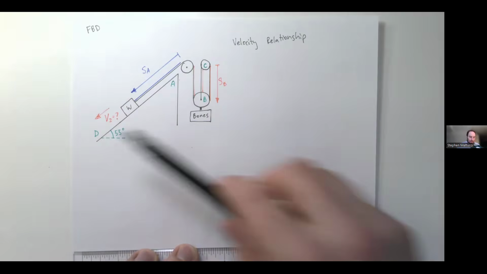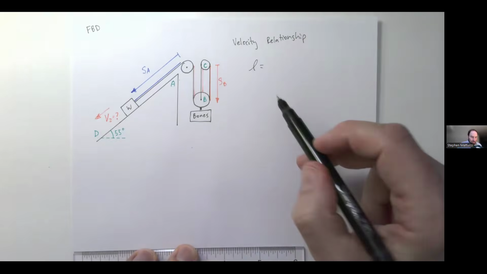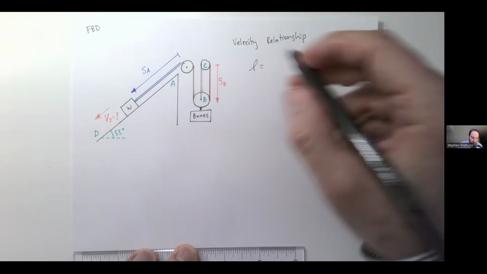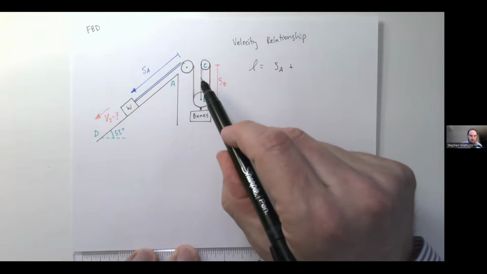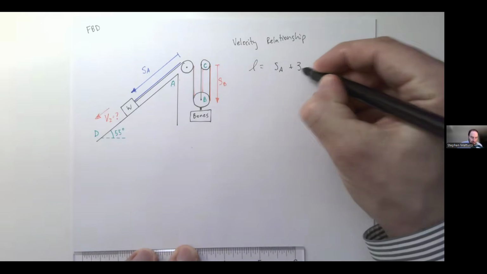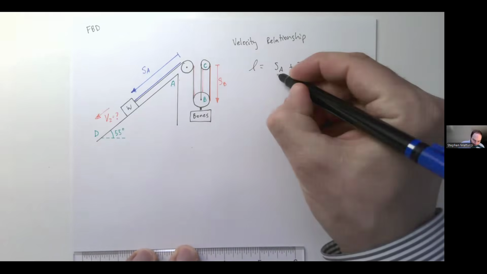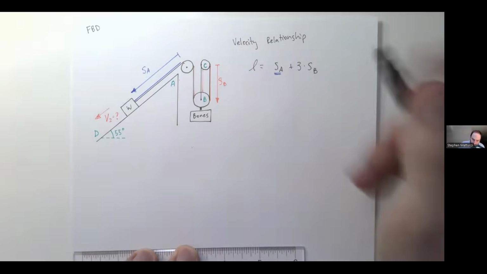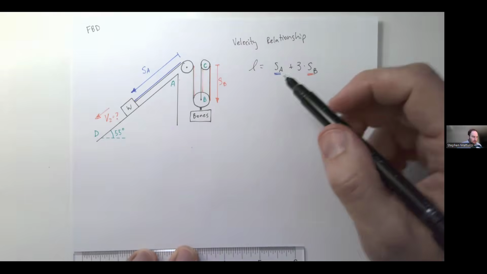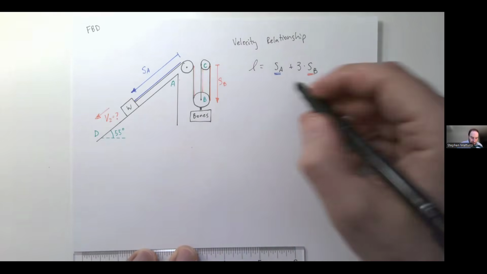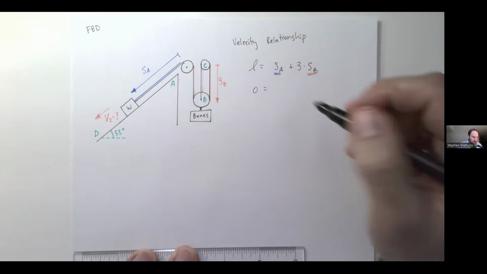So our velocity relationship, in this case, we have the length of our rope is going to be equal to this distance here, SA, plus, and we can see over here for B, we've got 1, 2, 3 lengths of B, so plus 3 SB. We've got SA colored in blue, SB colored in red. And so we can take the time derivative of these. The overall length is not changing, so that's going to be 0.